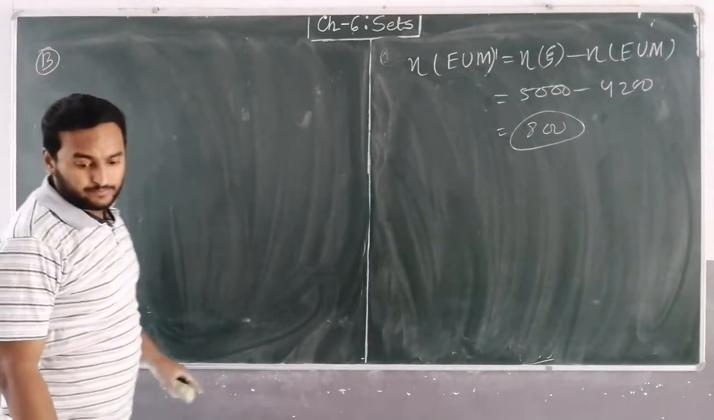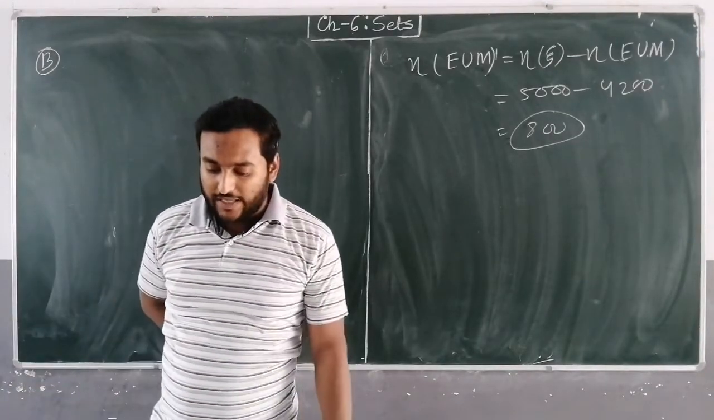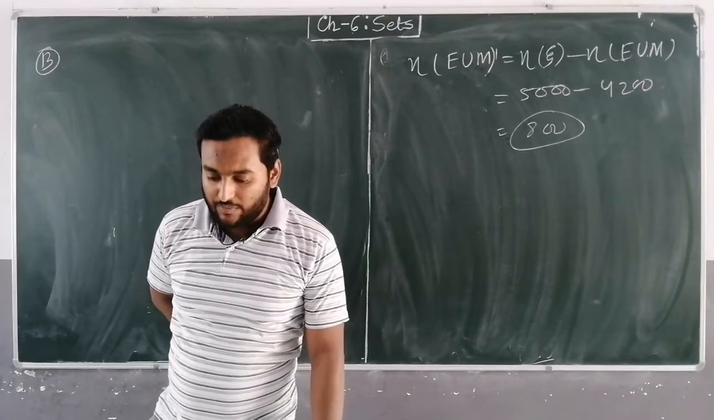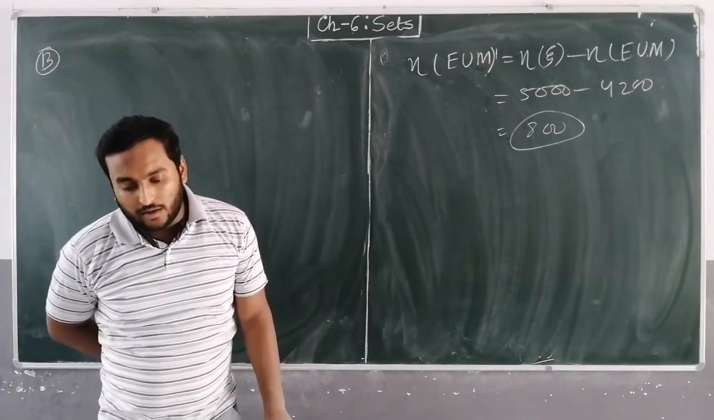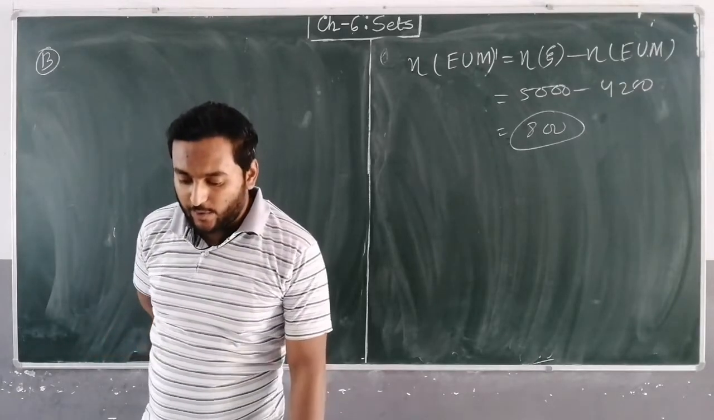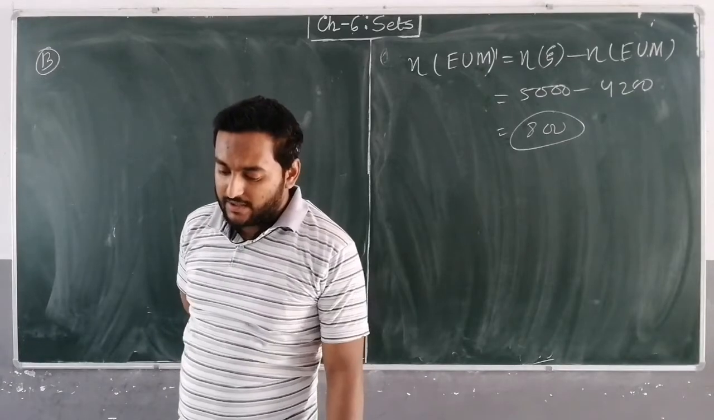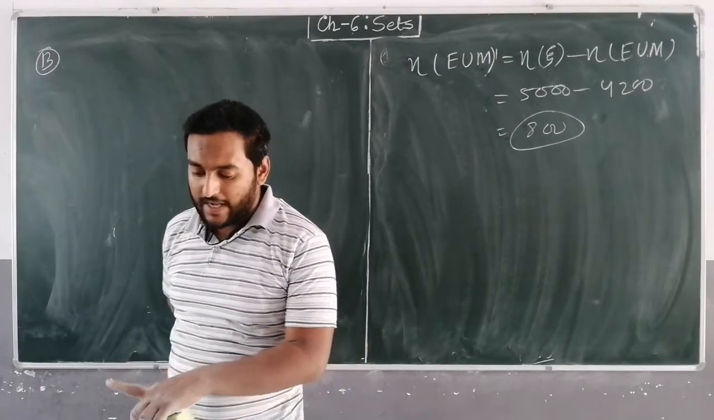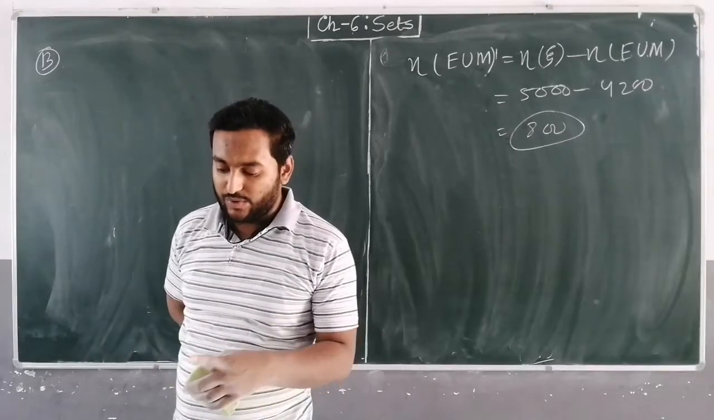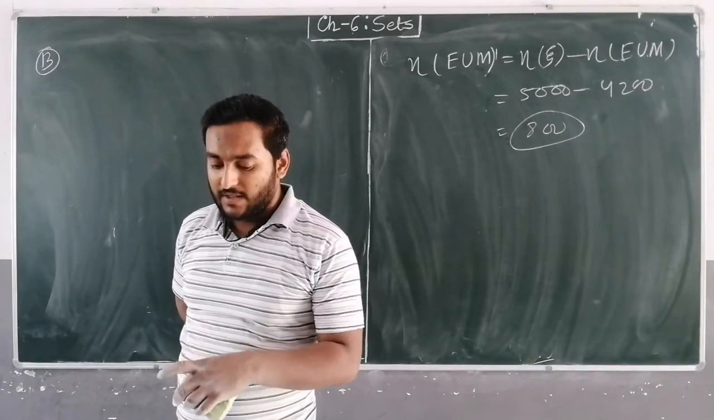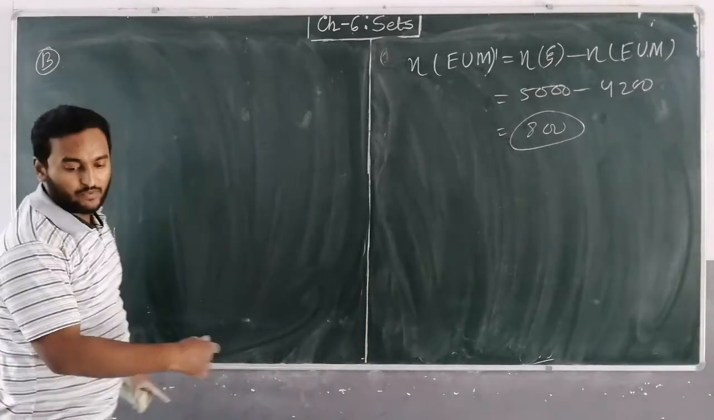Question number 13. In a survey of 150 students, it was found that 50 students studied math, 50 students physics, and 50 studied chemistry. 10 studied all the 3 subjects. 34 studied physics and math. 22 studied math and chemistry. 20 studied physics and chemistry. Use Venn diagram to find the number of students who studied only math and the number of students who studied none of these 3 subjects. Okay, that you have to find.